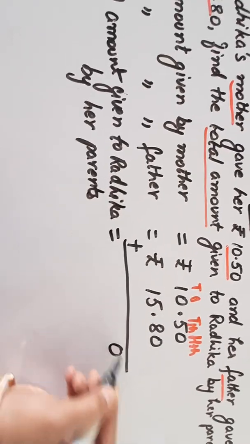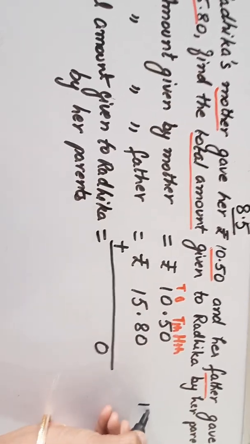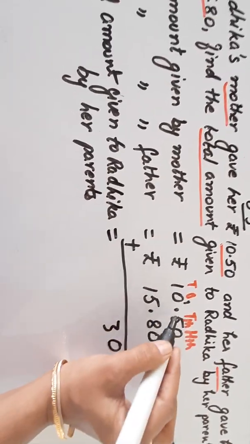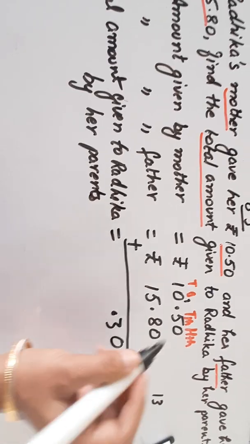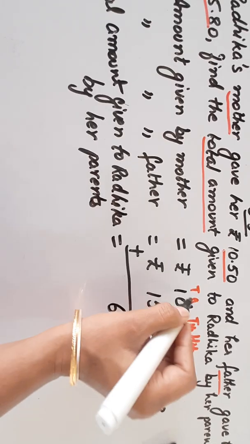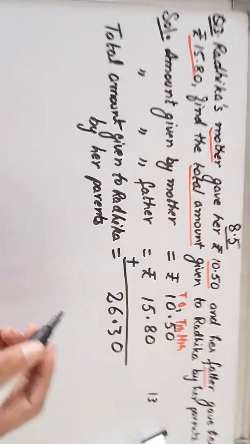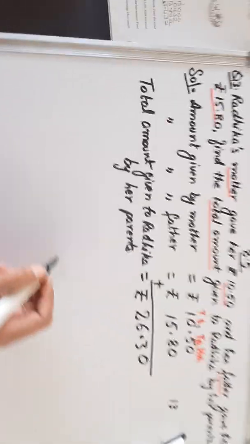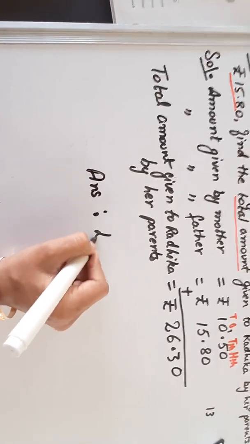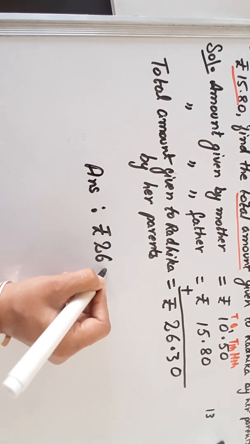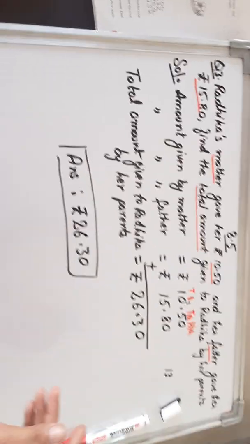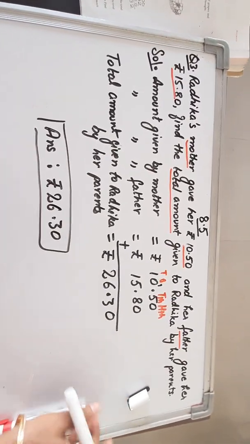0 plus 0 is 0. 8 plus 5 is 13. So we'll write 3 and carry 1. But before that we have a decimal. Place a decimal. Then 1 plus 0, 1. 1 plus 5 is 6. 1 plus 1 is 2. So what is the money given by her parents? The answer is 26 rupees and 30 paisa, which she'll get in total from her parents.